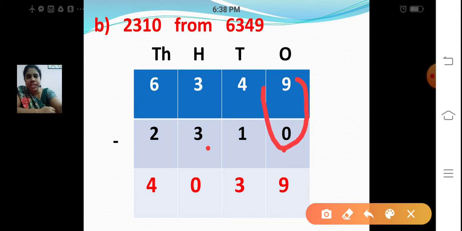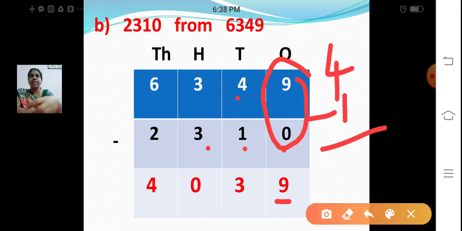9 minus 0. First we have to subtract the ones place, right? 9 minus 0, my answer is? Yes, 9. Very good. 9 minus 0, 9. Now let's subtract the tens place. 4 minus 1, 4 tens minus 1 ten. Start from number 1. Count forward till you reach 4. After 1, 2, 3, 4. So 3. 4 minus 1 is 3. Write it down. 3. 3 tens. 4 tens minus 1 ten is 3 tens.